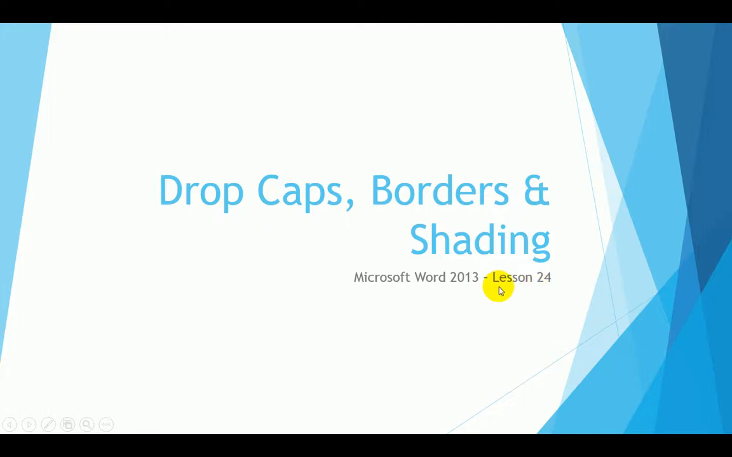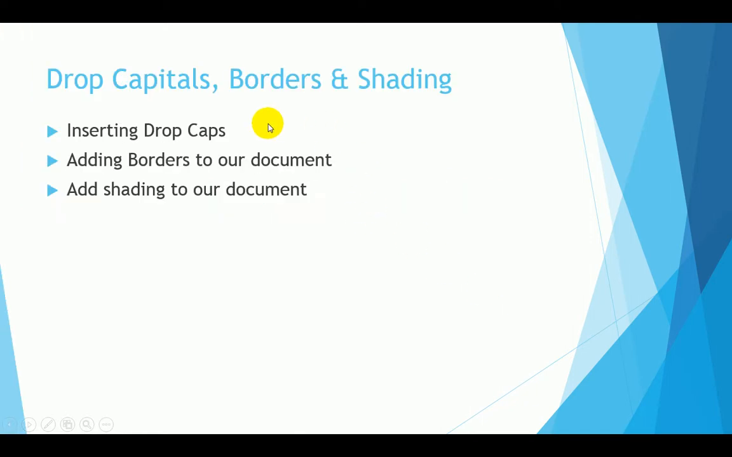In this lesson, lesson 24, we're going to be talking about something called drop caps. That's short for drop capital. We're going to talk about borders, and we're going to deal with shading. So we're going to show you how to add those drop caps and what exactly that is. We're going to show you how to add a border to a paragraph, which we touched on in the last lesson, and then we're going to add shading to the document.